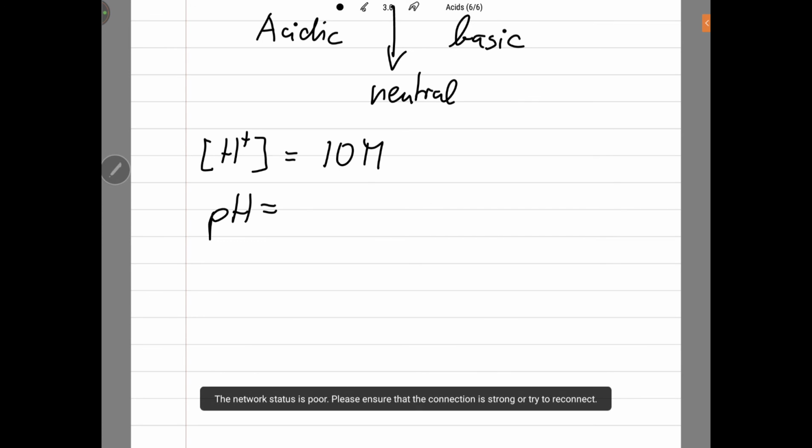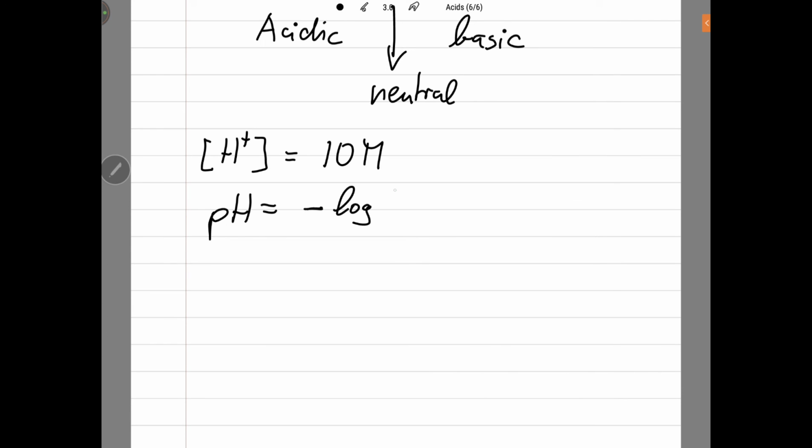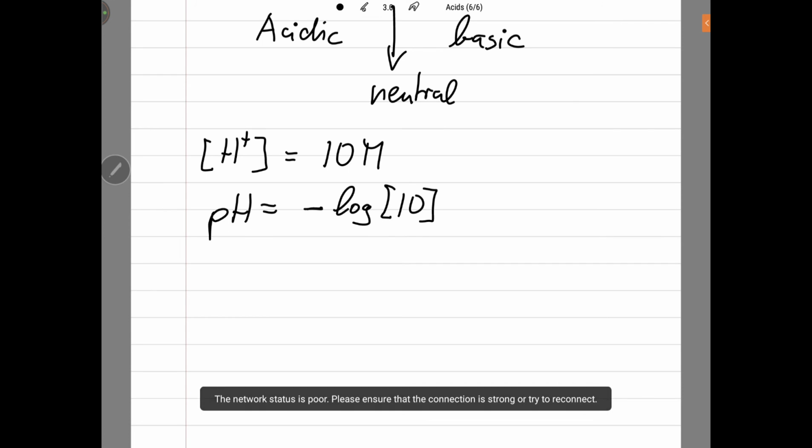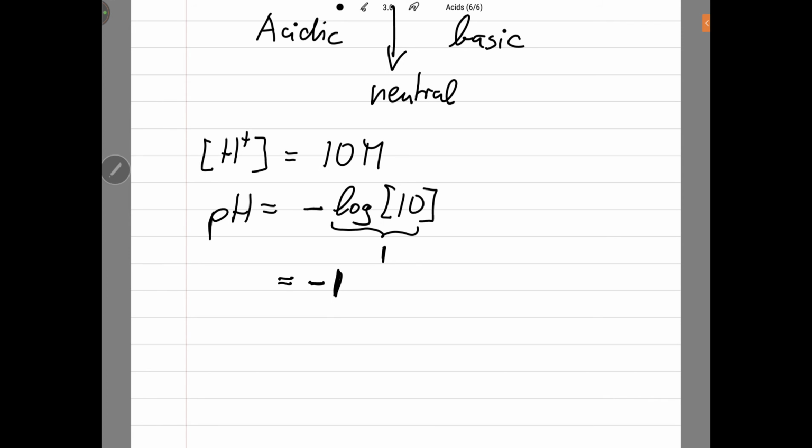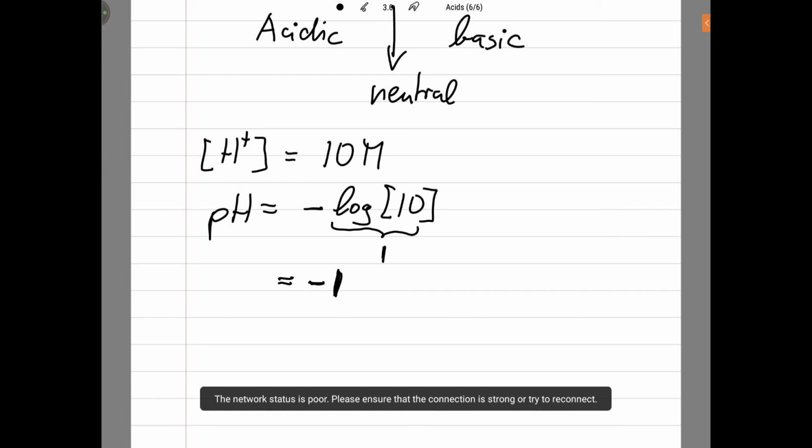So all we need to do is minus log, or negative log, of 10. Log 10 is 1. So the pH in this case would be negative 1. Okay? Happy with that? Fantastic.